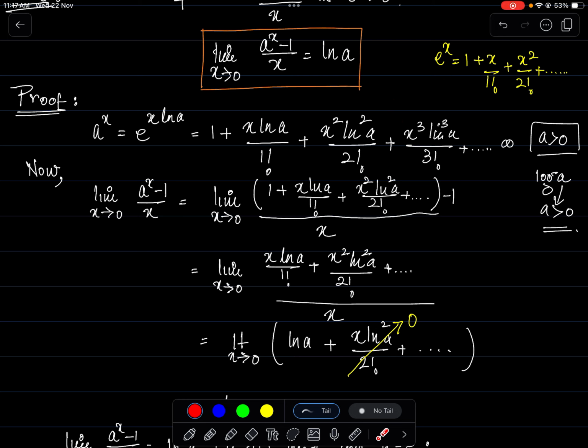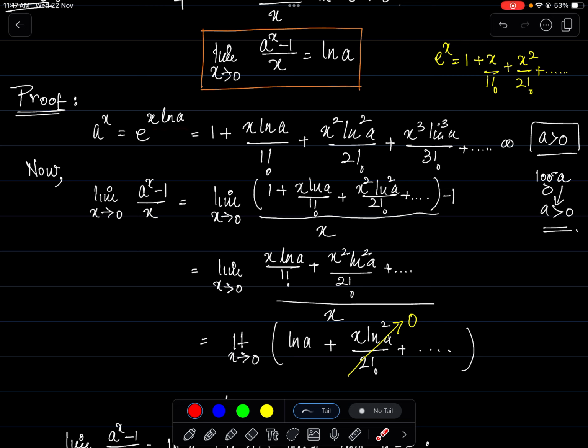Now, while doing this, you have to keep in mind that a is greater than 0. The reason being that the domain of ln is positive numbers. So if we are going to apply this, we have to make sure that the argument of ln is positive. This is only possible when a is greater than 0.